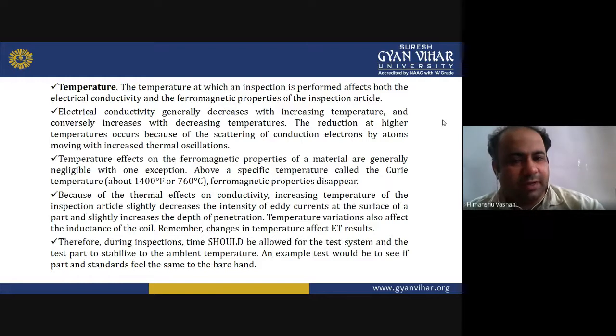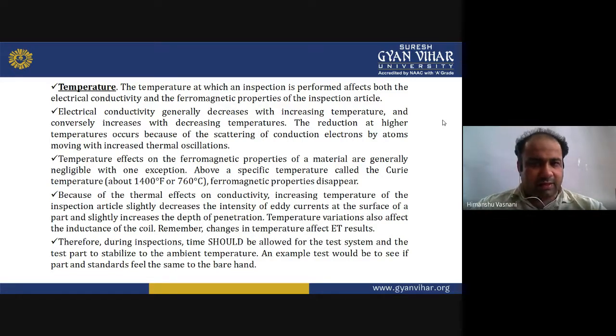Temperature effects on the ferromagnetic properties of a material are generally negligible, with one exception: above a specific temperature called the Curie temperature, about 1400 degrees Fahrenheit or 760 degrees Celsius.